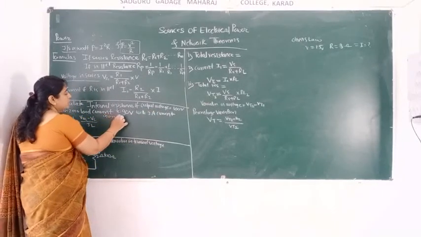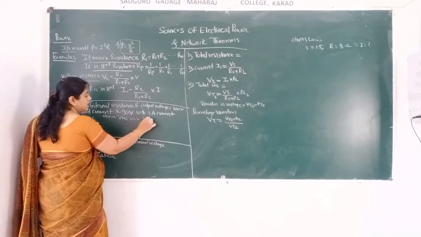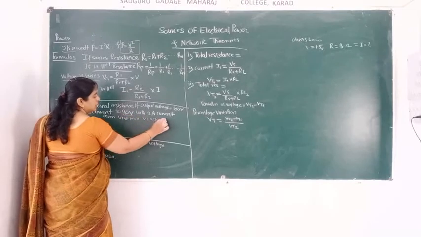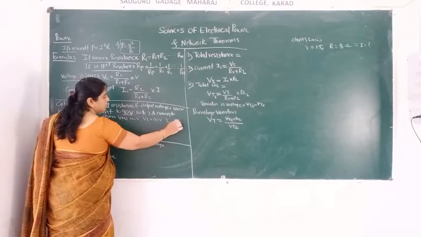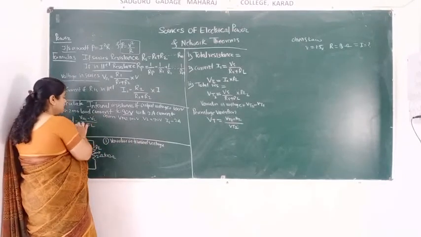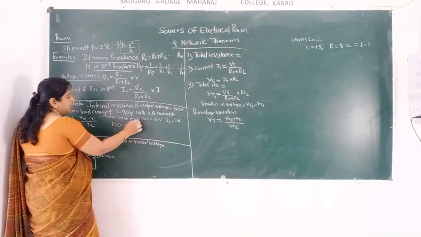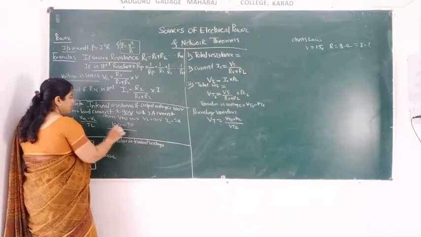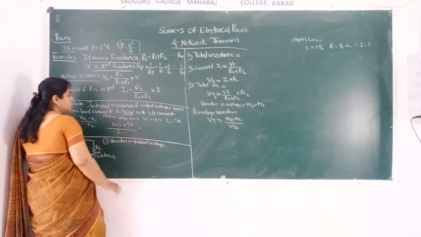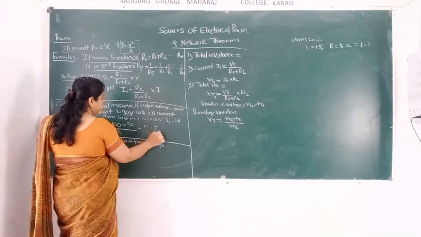Given: VNL is equal to 100 volt, VL is equal to 90 volt, and IL is equal to 2 ampere. After writing the given, write the formula. VL how much is it given? 100 is given minus VL is 90 upon IL is given, that is 2 ampere. So how much is it? 100 minus 90 is 10 upon 2, that is 5.